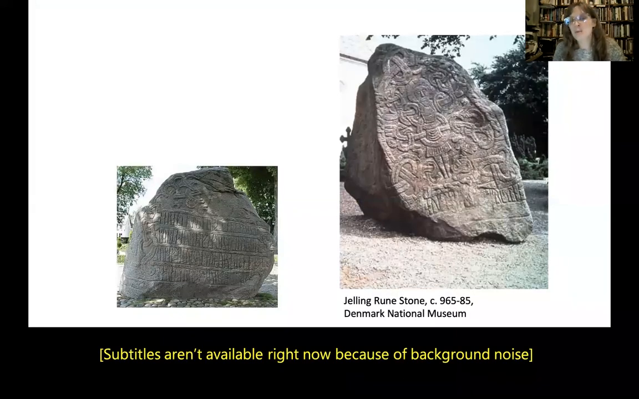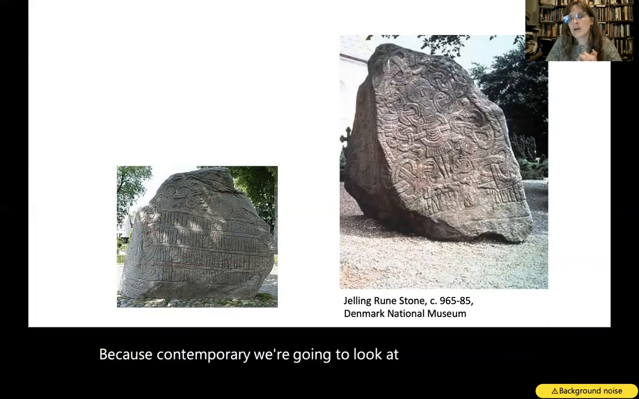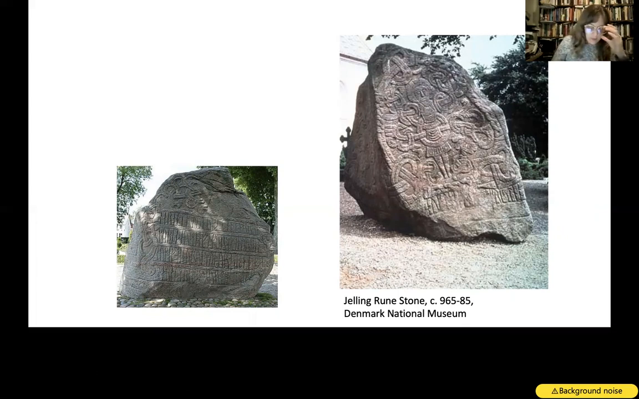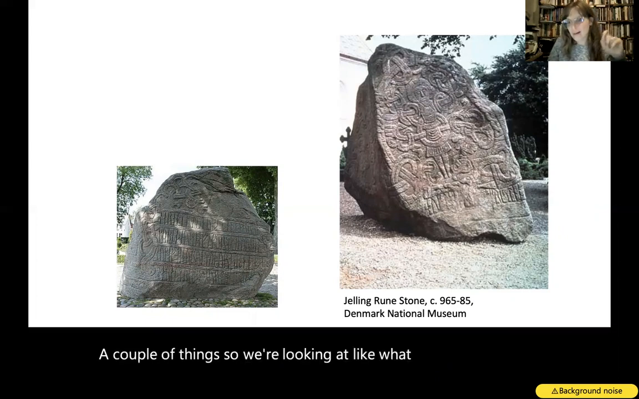Okay, boy, this is a rip-roaring tour. This is my final act here, and we're going to move over to medieval Scandinavia briefly. Because we're going to look at a couple of churches that are contemporary to the Gothic cathedral in Western Europe. So a couple of things. We're looking at what we call kind of Viking era architecture or art.